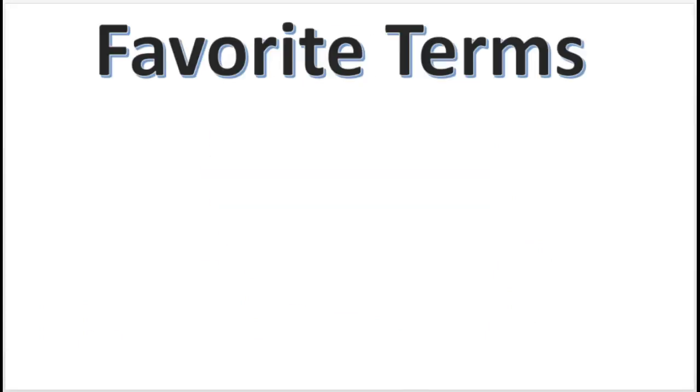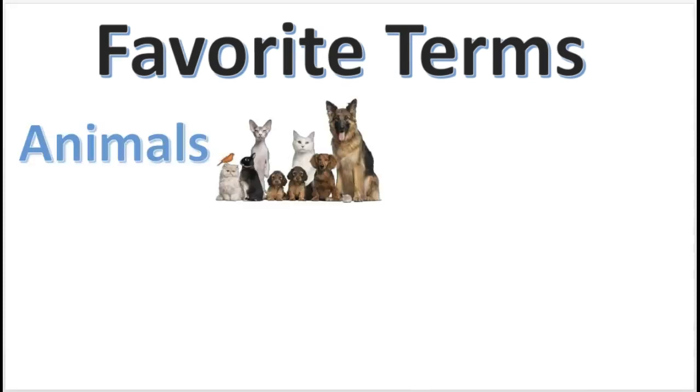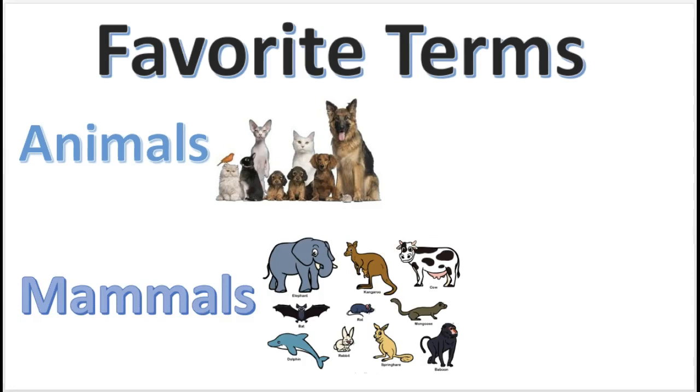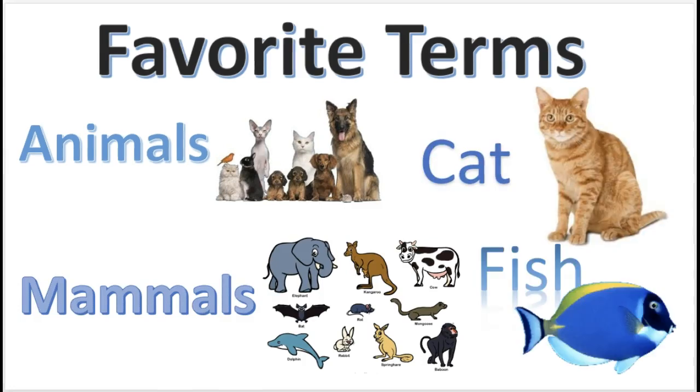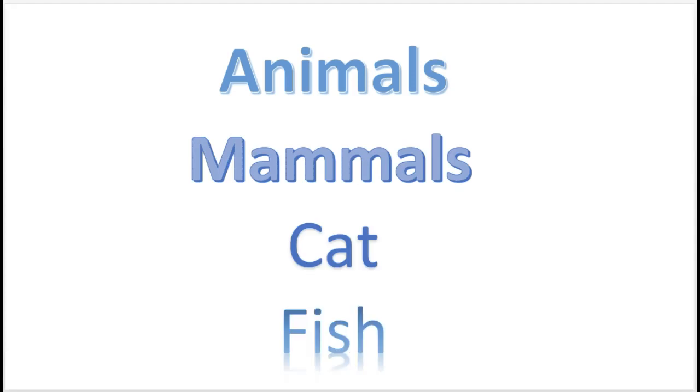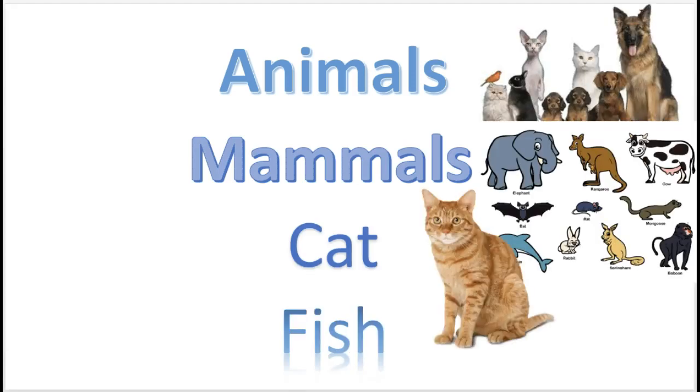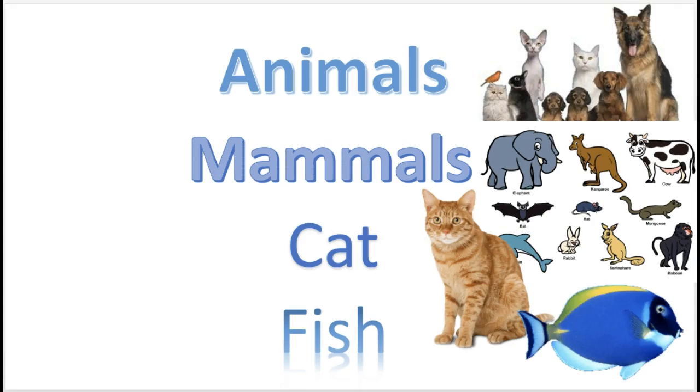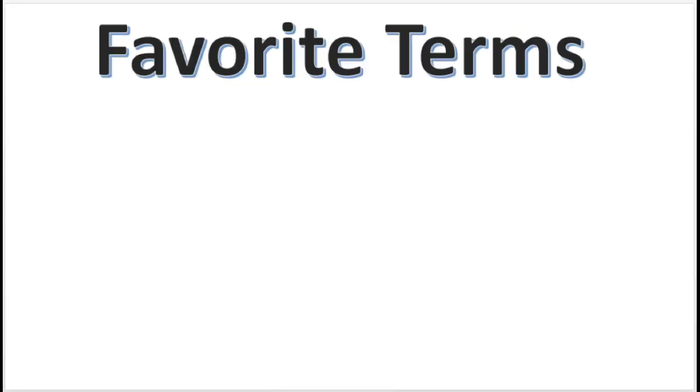Okay, now here's some of my favorite terms to use, and you can remember them quite easily. That's animals, mammals, cats, and fish. I remember it by these rhymes: animals, mammals, and a catfish, like a cat with whiskers. So you've got animals, mammals, cats, fish. All right, let's do it one more time to let it stick in our minds.